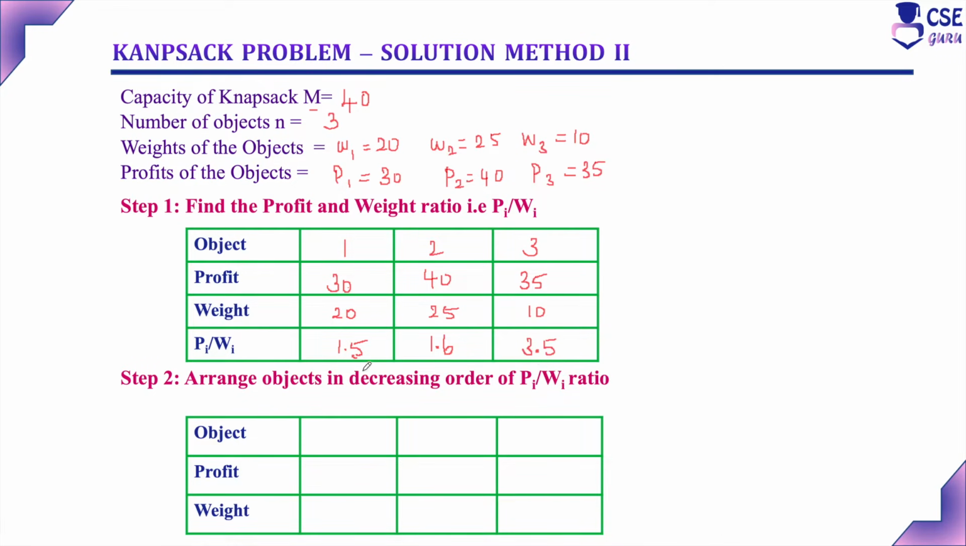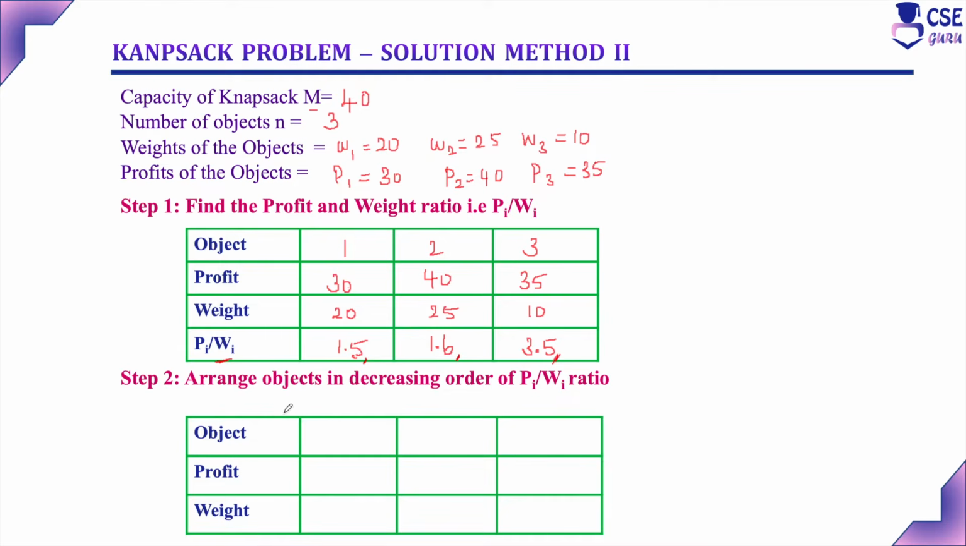Now with the help of this Pi by Wi ratio, we can find out which object will give the maximum profit. The maximum Pi by Wi ratio value gives the maximum profit. So the third object will give the maximum profit, the next is object 2 and the next is object 1. So this is the order.